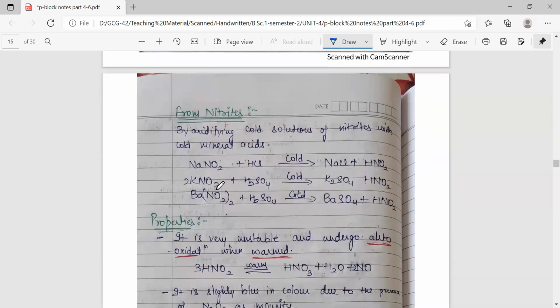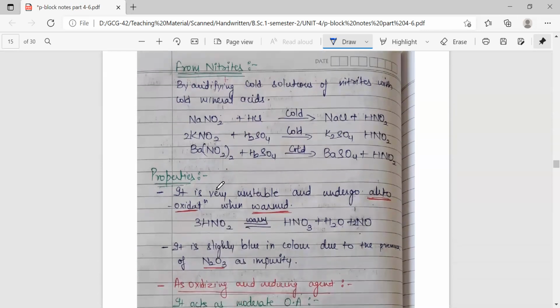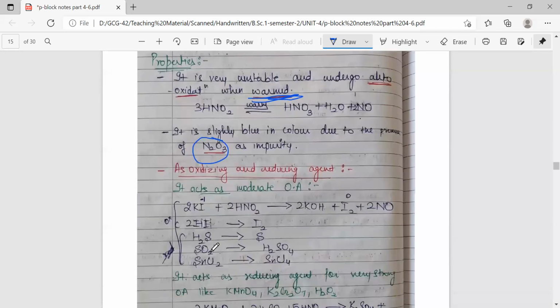Its solution can be prepared from nitrites by reacting the nitrites with cold mineral acids. Even if we react it with HCl or H2SO4, we'll get the formation of the corresponding nitrous acid and the corresponding salt. It is very unstable and undergoes auto-ionization when we warm it. Just by warming the solution, it will undergo auto-ionization. It will give us nitric acid and nitrogen monoxide. It is slightly blue in color due to the presence of N2O3 as an impurity. So this gas is present as an impurity here.